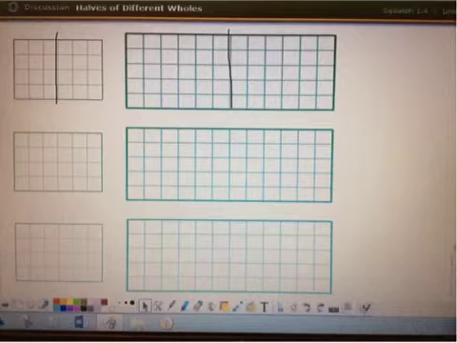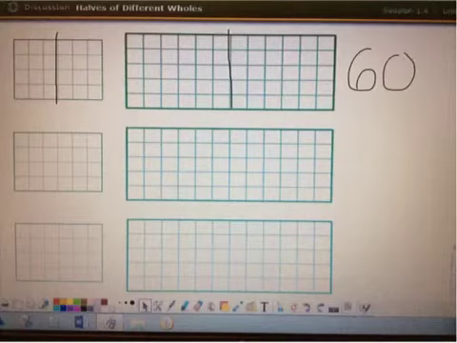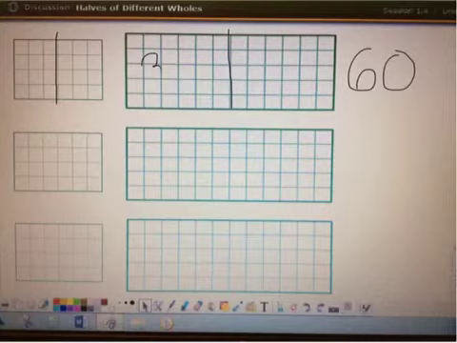Other people might think about how there's a certain number of little squares in my 4x6 rectangles and my 5x12 rectangles, and so I can think about finding half of all of the little squares. For example, there are 60 little squares in my 5x12 rectangle, so I know there's going to be 30 over here and 30 over here.